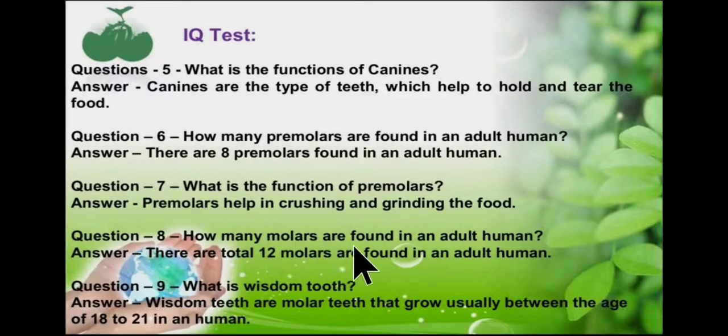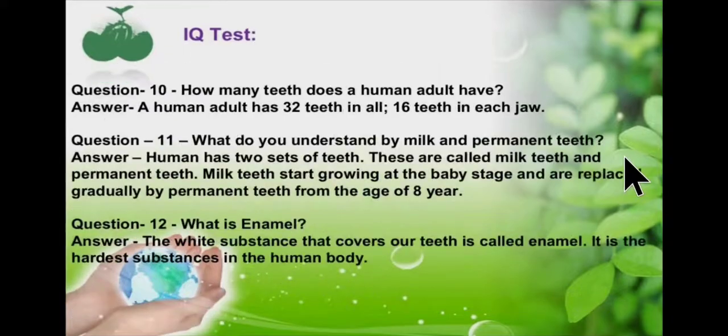Next, how many molars are found in an adult human? There are total 12 molars that are found in an adult human. What is wisdom tooth? They are molar teeth that grow usually between the age of 18 to 21 in a human. How many teeth does a human adult have? A human adult has 32 teeth in all, 16 teeth in each jaw.